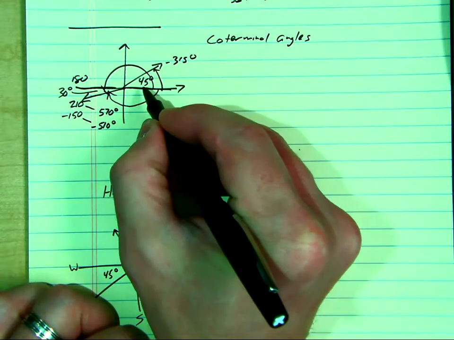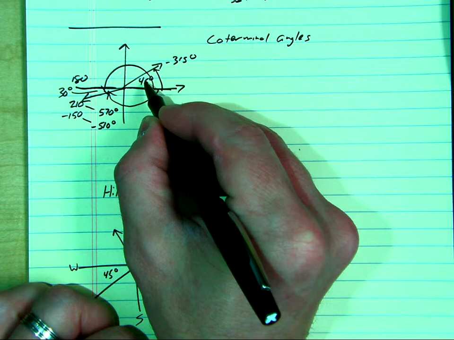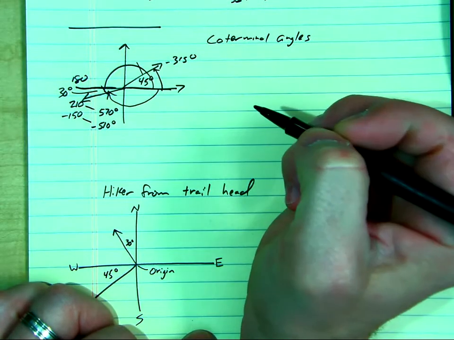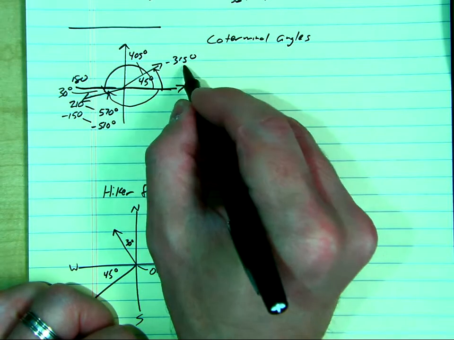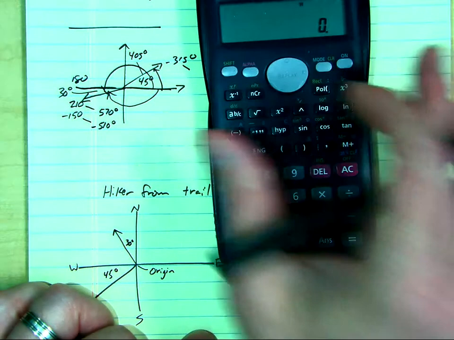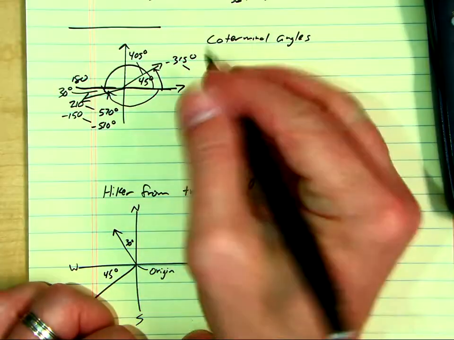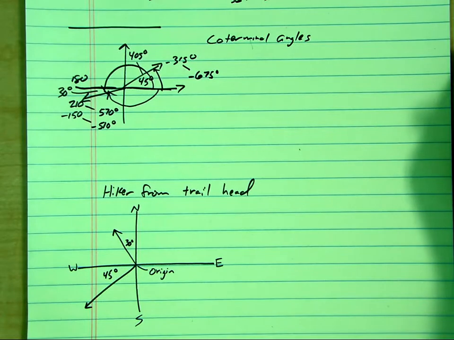Now, how do I find a positive angle over 360 that's coterminal with this? 360 plus 45, which is 405. And how do I find a negative angle that's greater than 360 that's coterminal with negative 315? 360 plus 315, so negative 675 degrees. Hopefully that will help you with reviewing coterminal angles and positives and negatives.